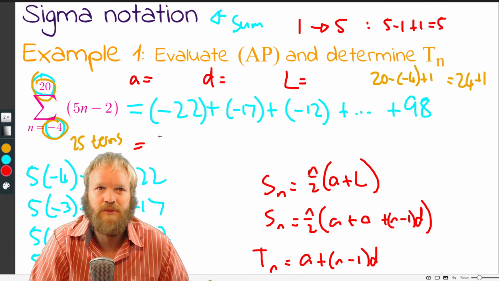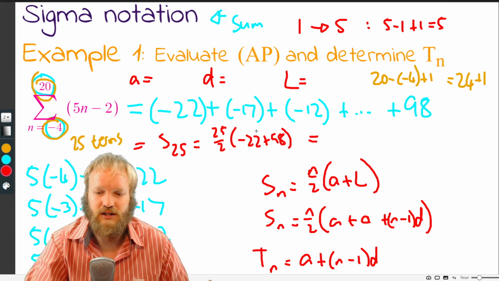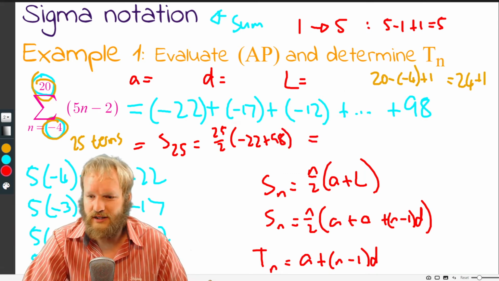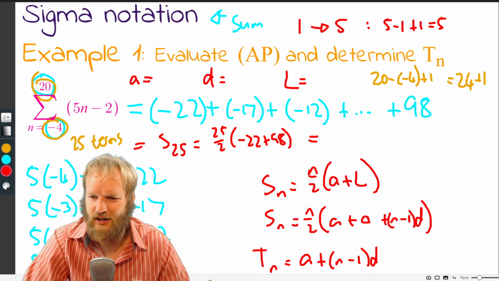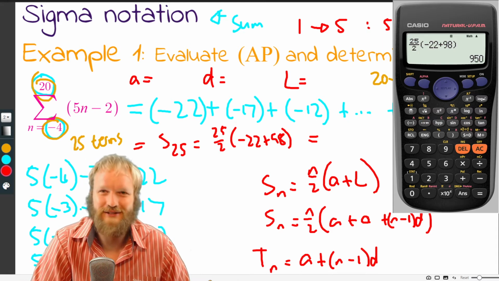Okay, cool. So from there we can go, well, S25 equals 25 over 2. A is negative 22 plus the last term, 98, into the calculator and go. Let's see. Let me plug it into the calculator. I'm going to pause and do it. And what do we get? Equals 950. Excellent. Okay.